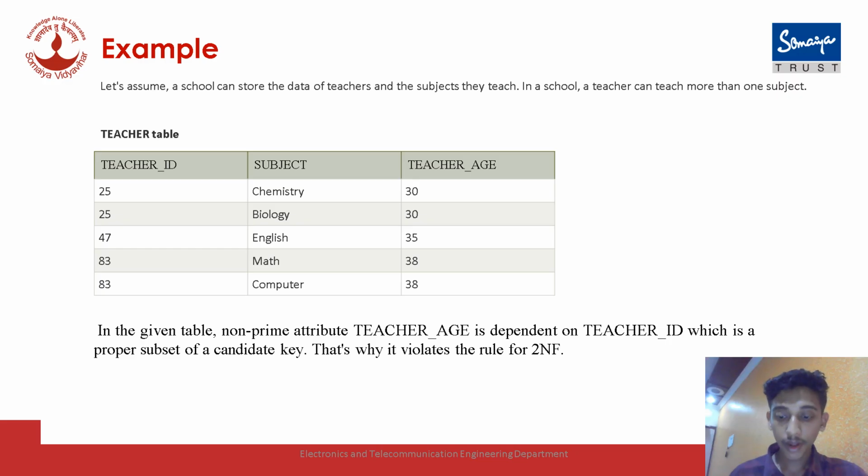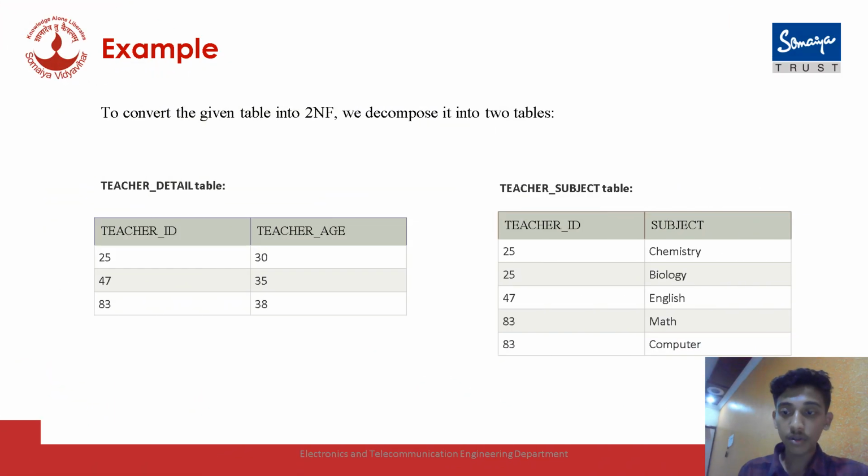So now we are applying 2NF. We will decompose the big table into two different tables: the teacher detail table and the teacher subject table. Here teacher ID is linked with teacher age, and teacher ID is also linked with the subject. This reduces the extra repetition that occurred earlier, and it helps to identify which teacher ID is linked with the age, and the repetition is avoided.